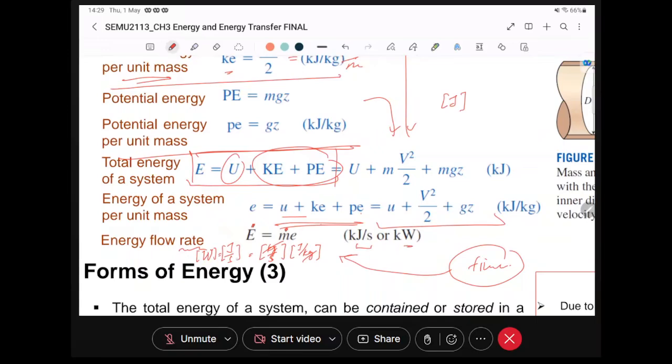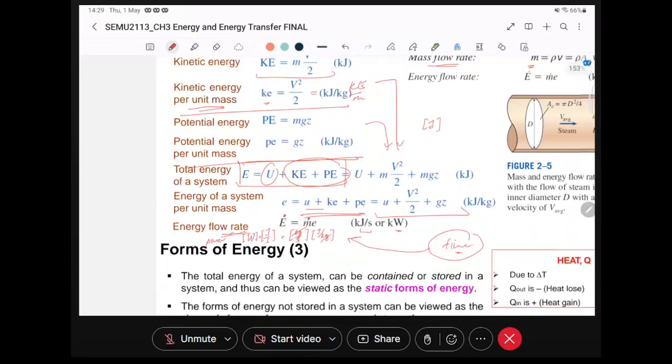When we hear about kilowatt, megawatt, or just watt itself, those are the rate of energy change, or sometimes we call it power, basically. So power is basically energy with time involved.